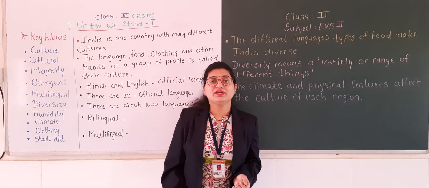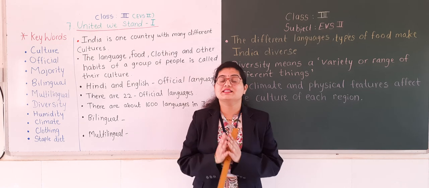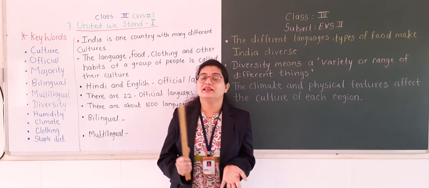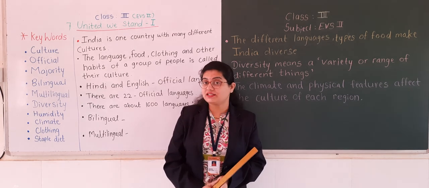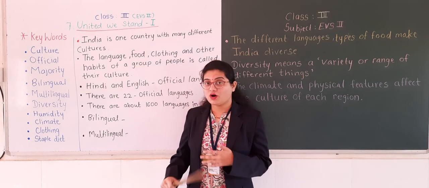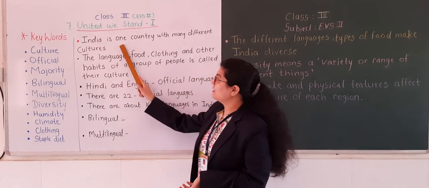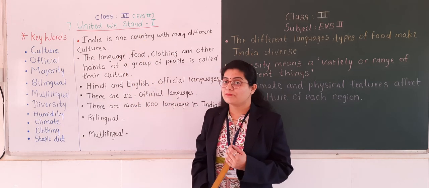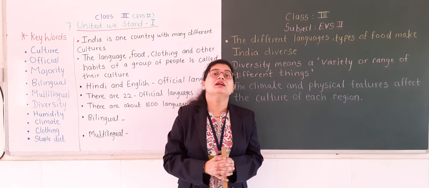Okay. So here in this lesson we are going to learn about different things such as culture, languages, food and life of the people living in India. Okay. So here the first point that we all know, we are having different things in India, or we are having a diversity in India. We can say that India is one country with many different cultures. Okay. What is the point? That India is one country with different cultures.